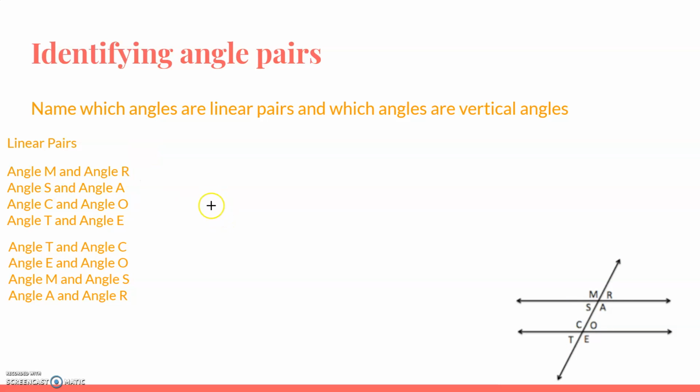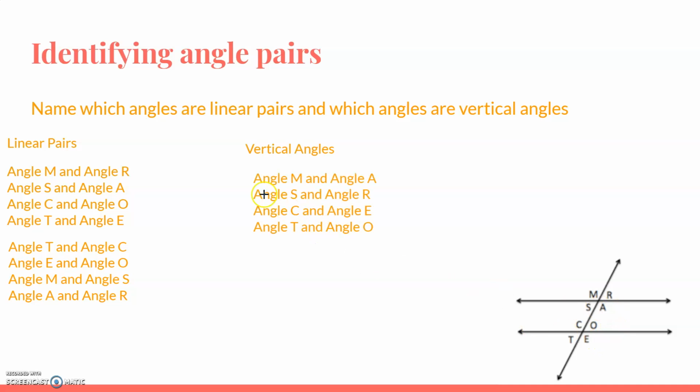Now to name the angles that are vertical angles. Angle M and angle A are vertical angles because this ray and this ray are opposite, and this ray and this ray are opposite, and those are the rays that make up the angles. S and R are vertical pairs, C and E are vertical pairs, and T and O are vertical pairs. For all of them, as we can see, the rays that form them, or the sides, are opposite to the sides of the other angle in their vertical pair.